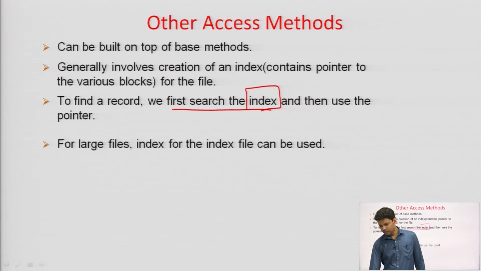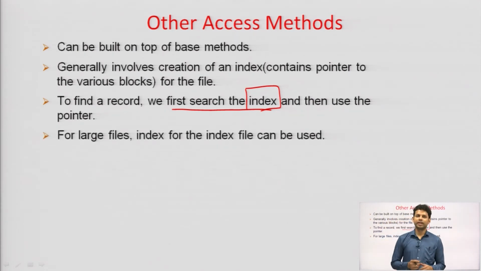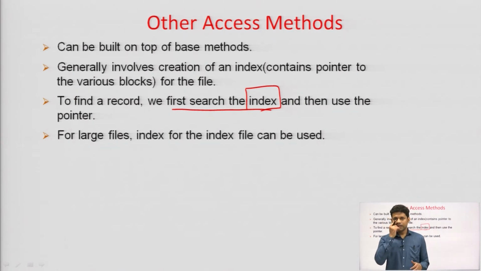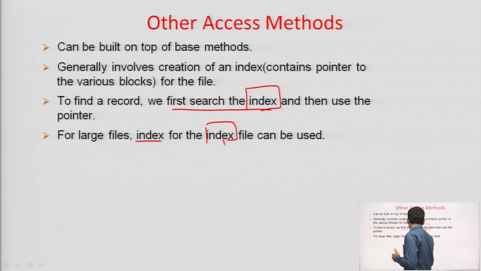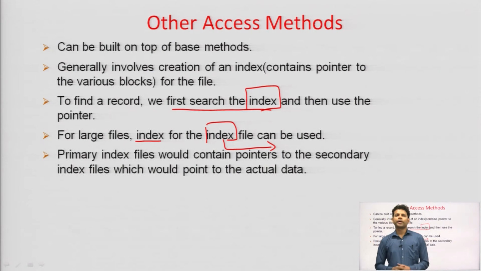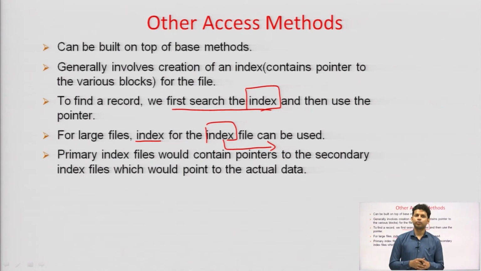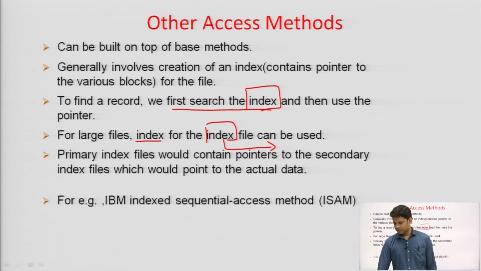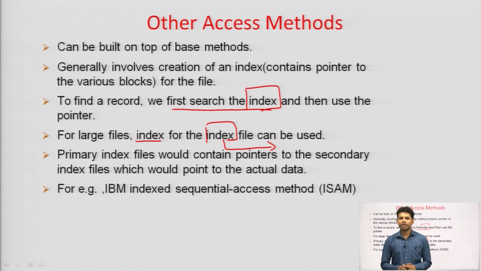So, for large files, an index for the index file can be used. Suppose you are dealing with a very large file, then you can create this index multi-level. First you create the index for the index, and this index will contain the pointer to the specific file location. So, primary index files would contain pointers to the secondary index files, which would point to the actual data. For example, the IBM indexed sequential access method is a type.